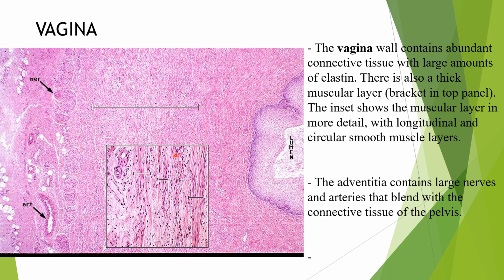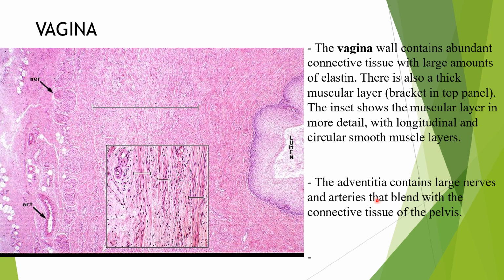This inset shows a section of the muscular layer. Here you can appreciate the smooth muscle bundles. So the vaginal wall contains abundant connective tissue with a large amount of elastin. There is also a thick muscular layer which is shown in this bracket area. This shows the muscular layer in more detail with longitudinal and circular smooth muscle cell layers.